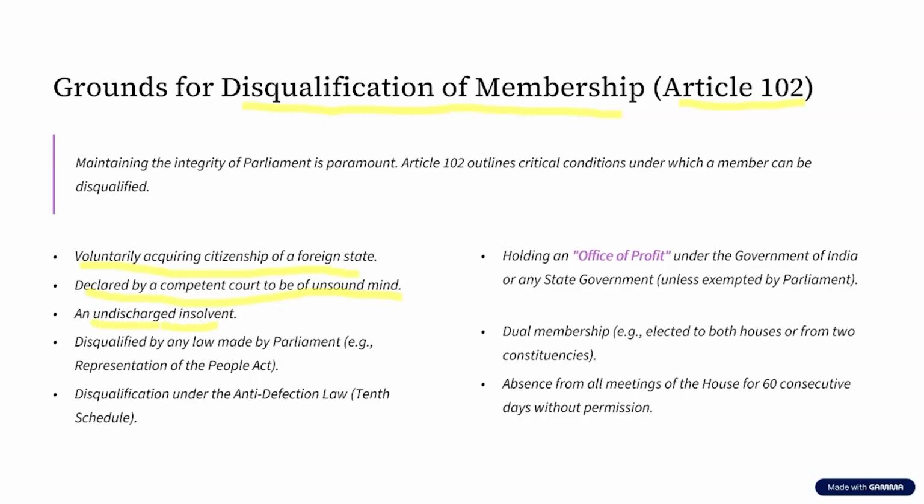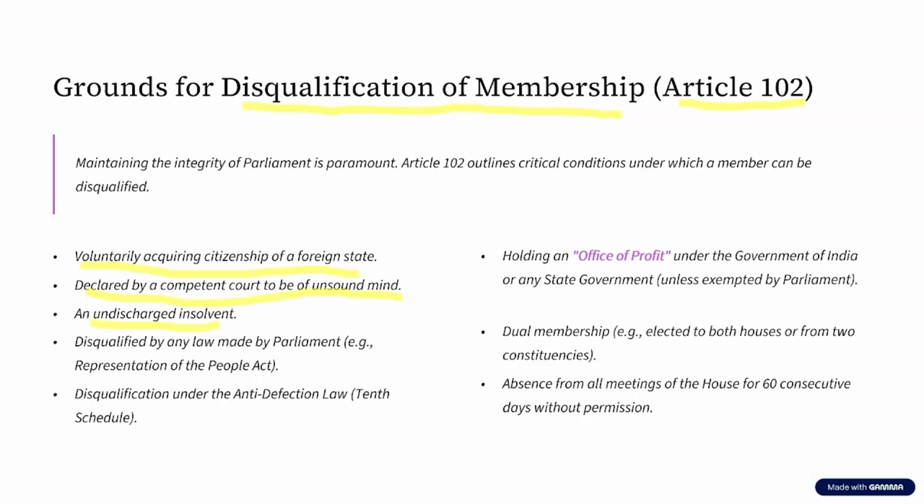Next, an undischarged insolvent. Now, who is this undischarged insolvent? Let us assume there is an MP who won the election, but after a few years, it is found that he has taken a loan from a bank and now he is not in a condition to repay this loan. He becomes an insolvent. Now, this undischarged insolvent can also be disqualified from the membership of the parliament.